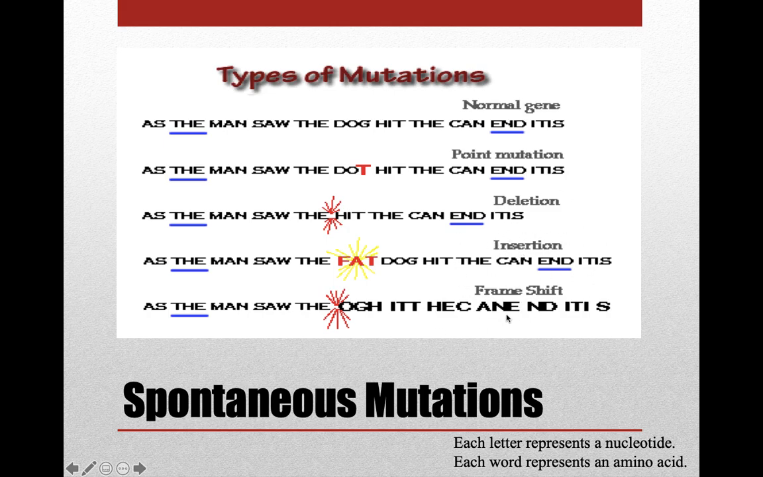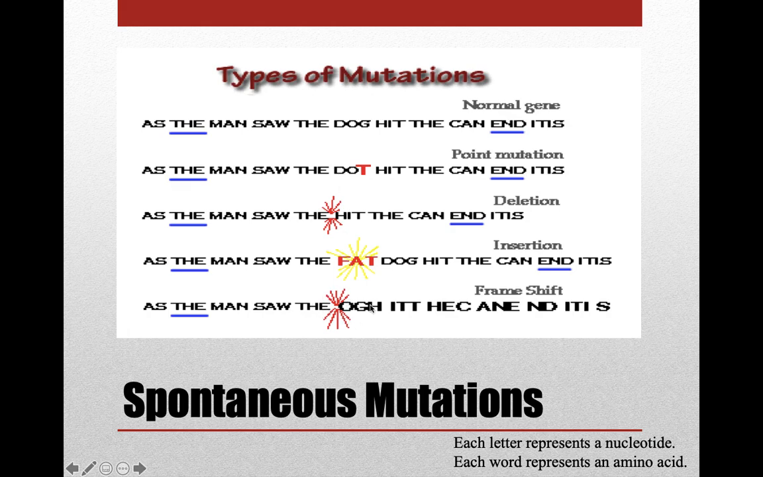And then a frame shift mutation occurs when one single nucleotide is accidentally deleted. So it's not a deletion, because a deletion occurs when the entire amino acid is removed. This occurs when one nucleotide, one letter, is accidentally deleted. Now, if you recall, DNA has to be read in letters of 3. It's called codons. It has no choice. So in this case, we got rid of the D.